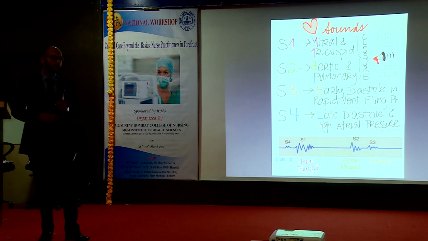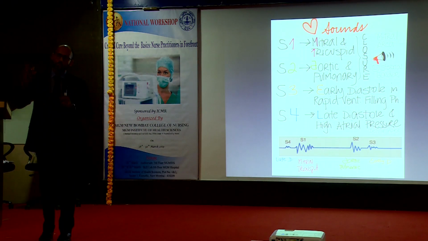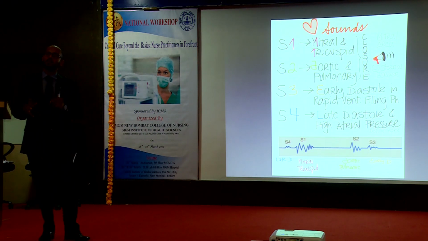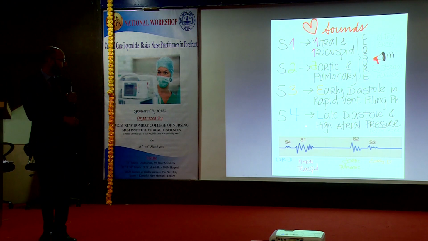Okay? And that causes an S3. This could be normal in young teenagers who've had a long run and have come after an exercise; you might hear an S3, which is normal. S4 is a late diastolic filling. This is when the atria is pushing blood into a diseased ventricle. S4s are always abnormal. Okay? So normally you hear S1 and S2 in normal patients. If you hear all of these together, it's called a gallop rhythm, and that is abnormal.